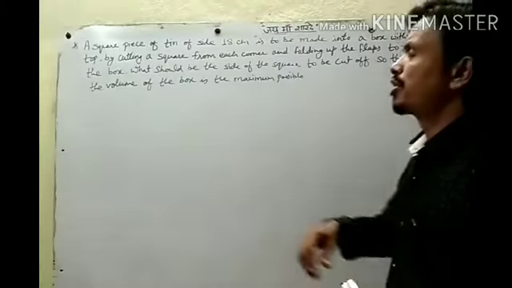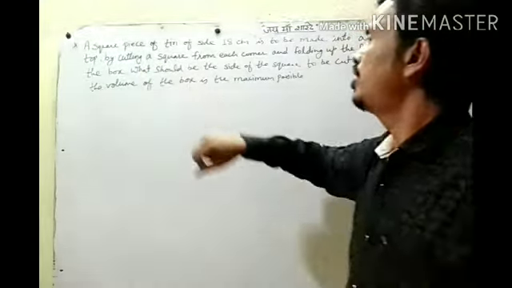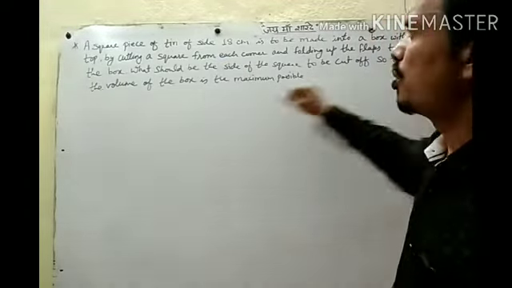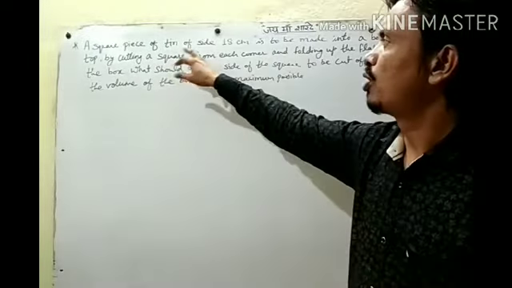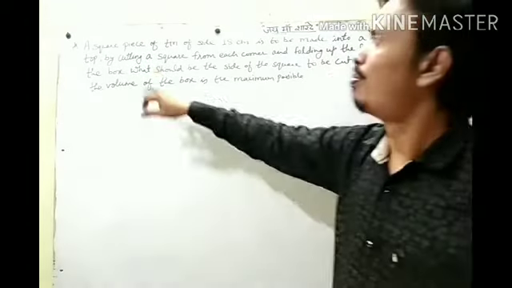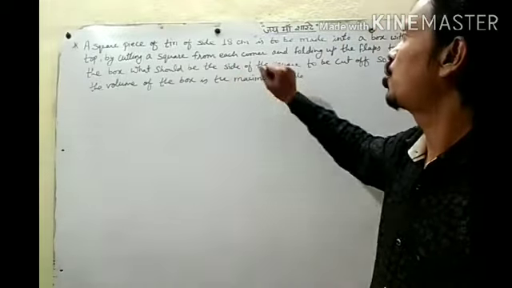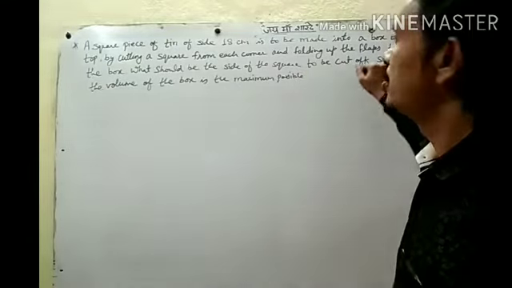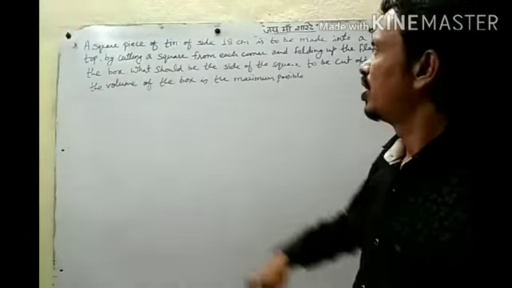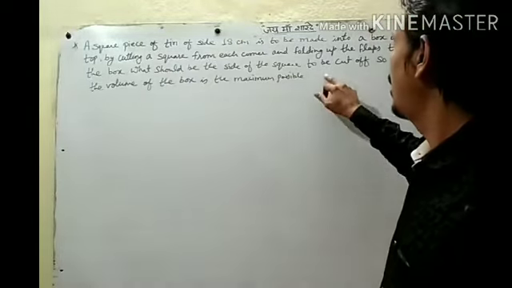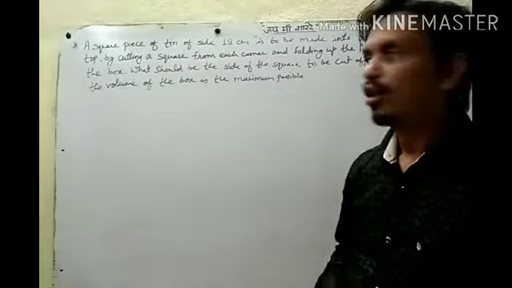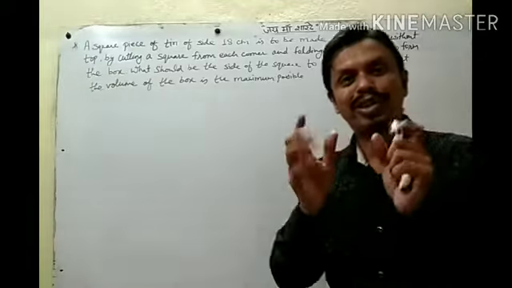Okay? Now question is, a square piece of tin of side 18 centimeter is to be made into a box without top. One square piece of tin of side 18 centimeter is given. You have to make a box without top by cutting a square from each corner and folding up the flaps to form the box. Then what should be the side of the square to be cut so that the volume of the box is maximum? What should be the side of the square which we have to cut so that the volume of the box becomes maximum?